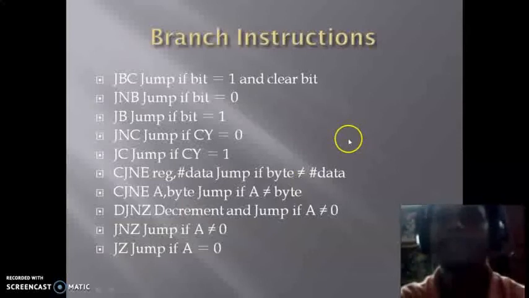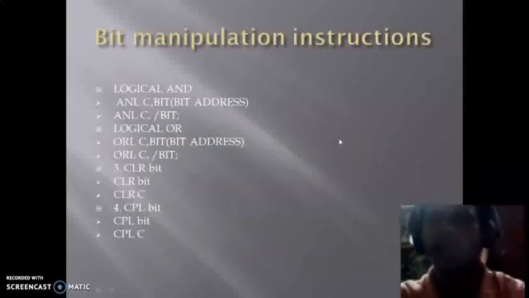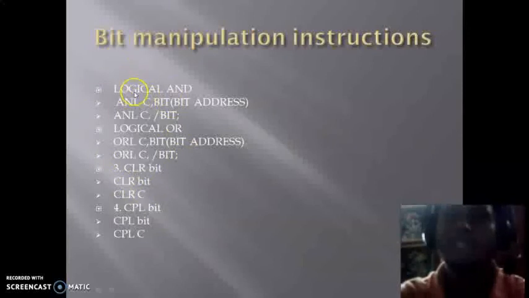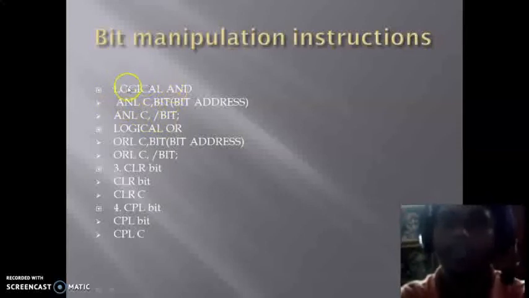Next are the bit manipulation instructions. Here we have the logical bit manipulation instructions like ANL C comma bit. This is used for a bit address. The AND operation is performed with the carry and the particular bit address. ANL C comma bit: a particular bit of data is ANDed with the carry bit. So here the operation is performed between two bits.